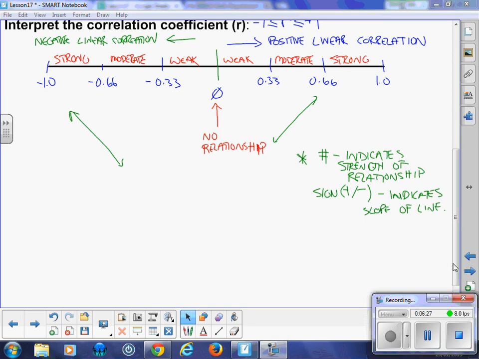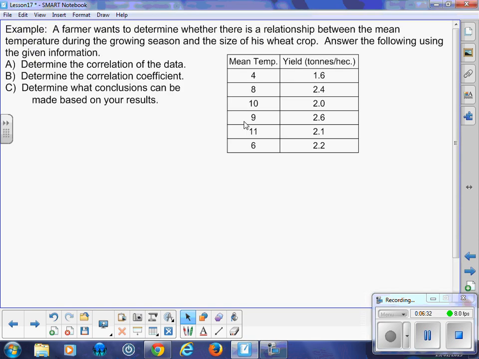I'm going to move on to the spreadsheet part of the example here. In the first example, a farmer wants to determine whether there's a relationship between the mean temperature during the growing season, that's my first column, and the size of his wheat crop. This is an application if you're looking at going into agriculture or working for seed companies. We want to determine the correlation of the data, so is it positive, is it negative, strong, weak, and so on. Then I want to determine the correlation coefficient, then talk about the conclusions.